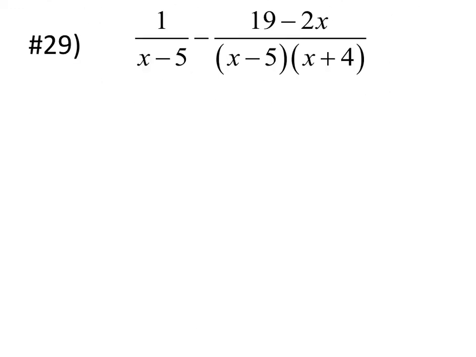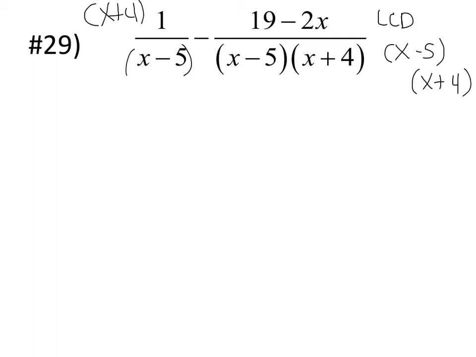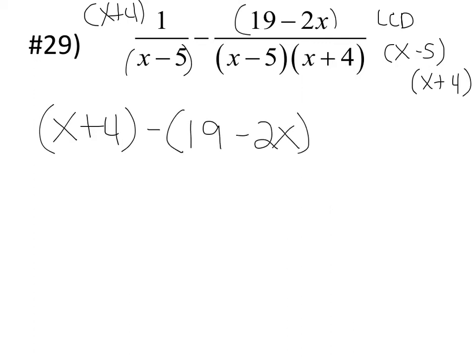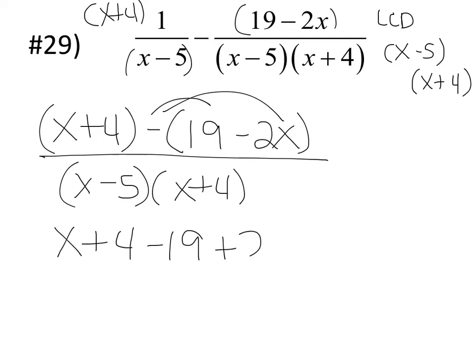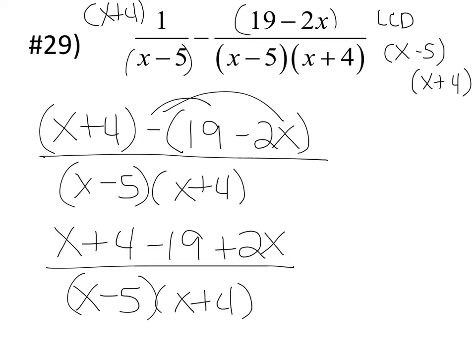Okay, so put parentheses around this. Your LCD is going to be x minus 5 times x plus 4. So what is this missing? It's missing the x plus 4. Okay, so then we have x plus 4 times 1, which is just x plus 4, minus 19 minus 2x. Don't forget your parentheses, because you're going to have to distribute that negative. And your denominator is x minus 5 times x plus 4. So distribute your negative. You get x plus 4 minus 19 plus 2x. And this is all still over x minus 5 times x plus 4.